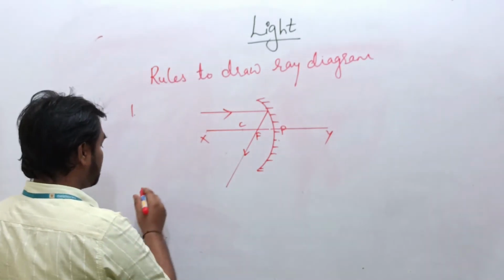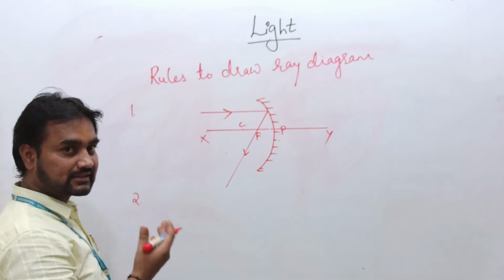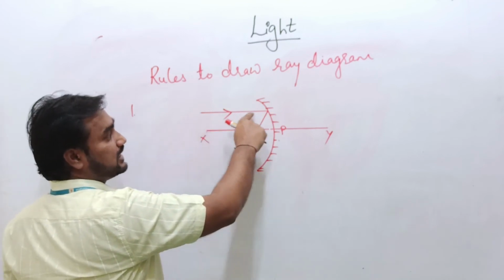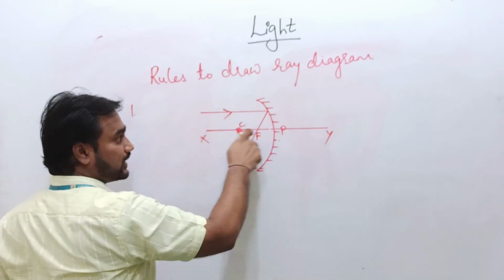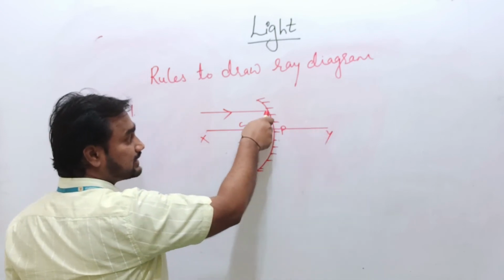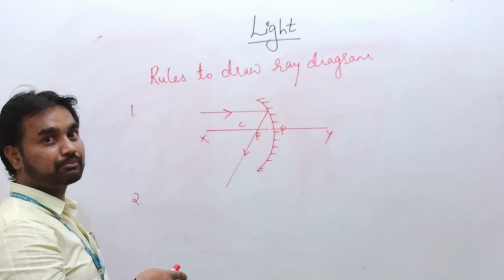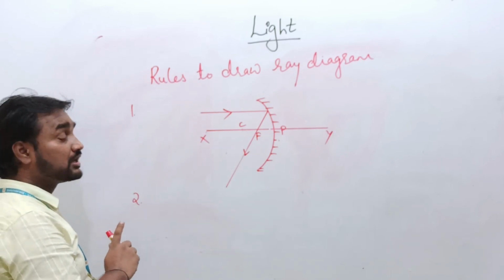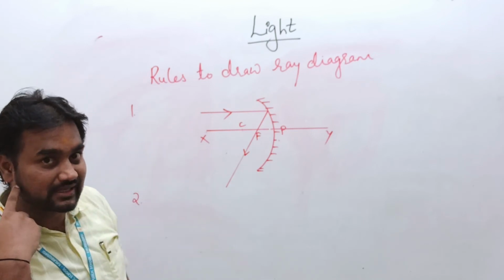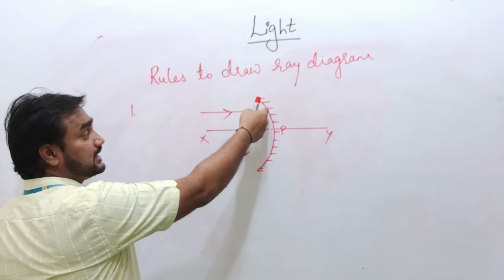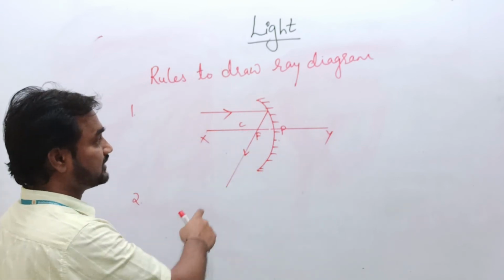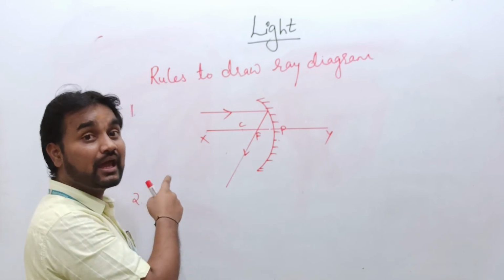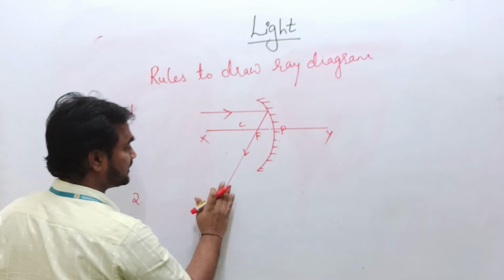To make it easy for you, I'll take the second rule, exactly the reverse. What is happening here? When the incident ray is parallel to the principal axis, the reflected ray must pass through the principal focus. So what is the reverse of this? Whenever the incident ray is passing through the principal focus, then the reflected ray has to be parallel. Right? Okay, let me draw that one.